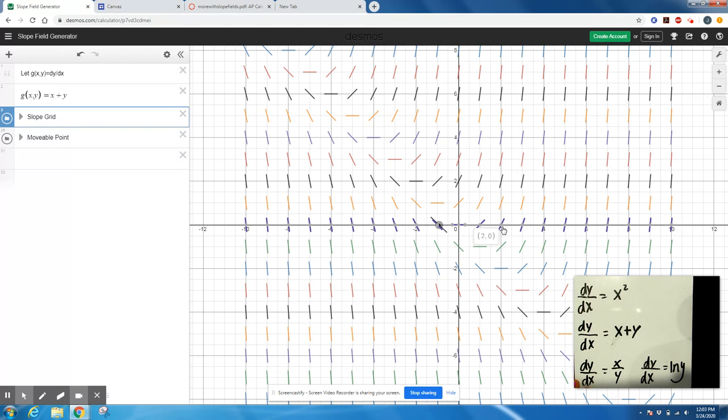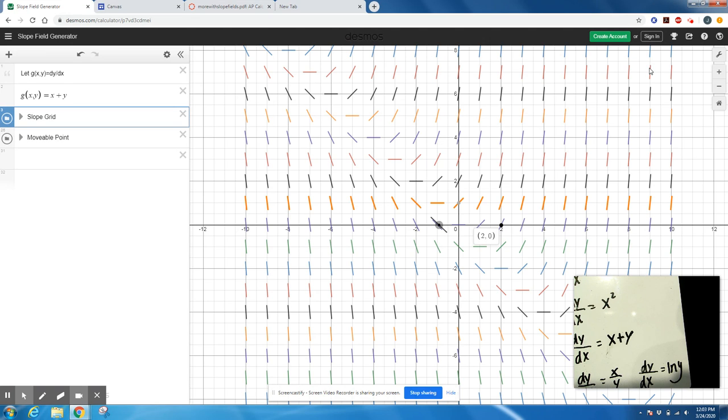If I'm still not convinced, I would maybe go to one more spot. How about right here at -2, 1? If I go to -2, 1, when x is -2 and y is 1, I get a slope of -1. This looks like it could be a slope of -1.